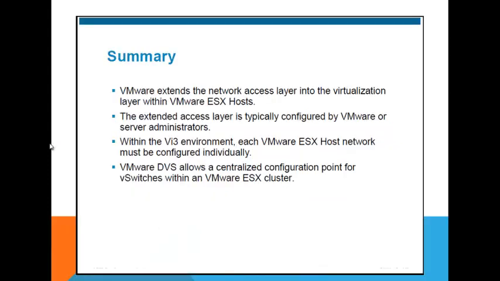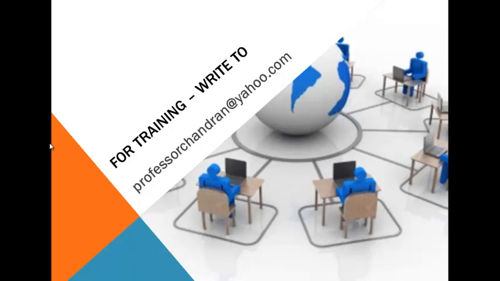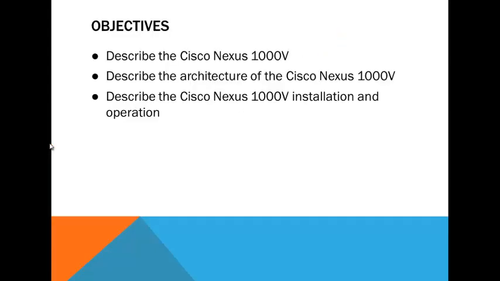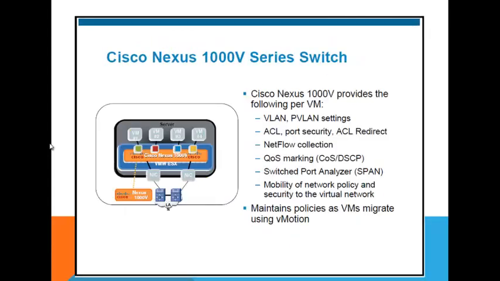Right, so this chapter gave us not only an introduction, but a detailed study about the traditional standard virtual switch as well as the distributed switch. The next chapter is about Cisco Nexus 1000V. In Cisco Nexus 1000V, we get some added advantages. Private VLAN was there, VLAN was there. Now we got ACL, port security, even ACL redirect. NetFlow was there already. Now we got quality of service. We can do DSCP, differentiated services code point, or class of service.